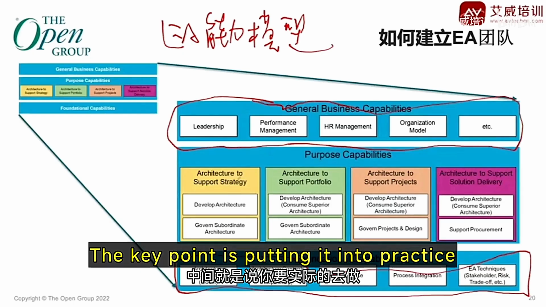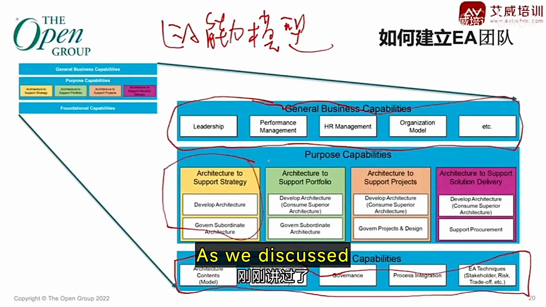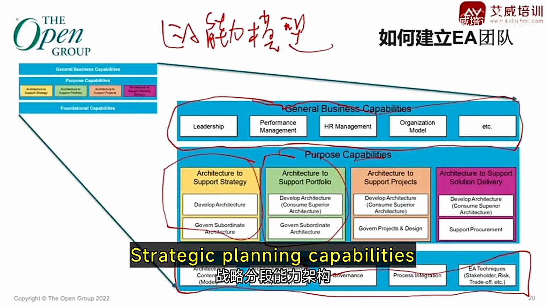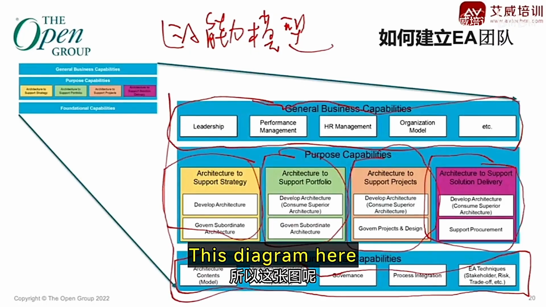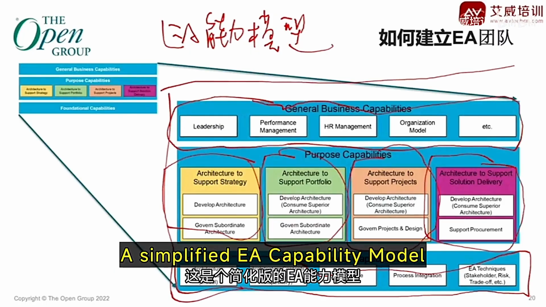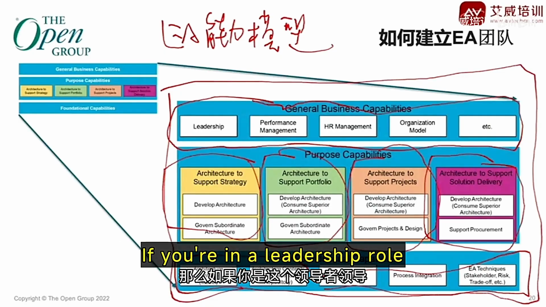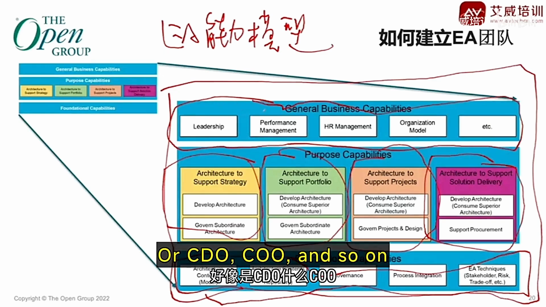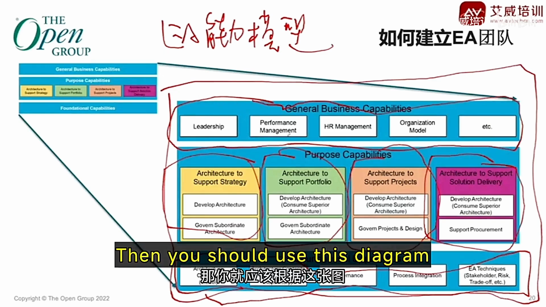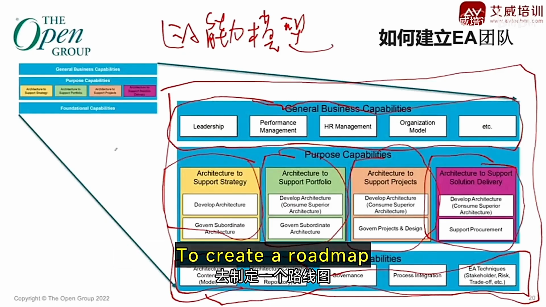The key point is putting it into practice. As we discussed, strategic planning capabilities, and implementing the architecture. This diagram here shows a simplified EA capability model. If you're in a leadership role, like a CIO, CDO, COO, and so on, then you should use this diagram to create a roadmap.